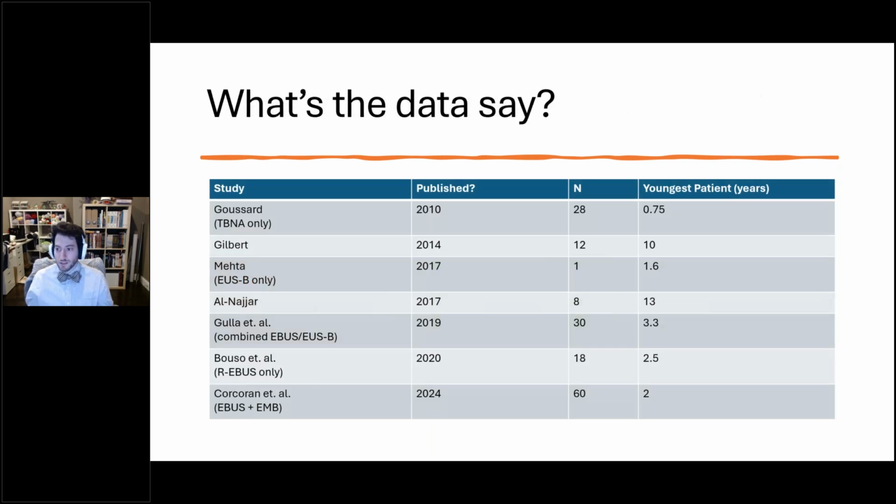Now, finally, let's take a look, perhaps in aggregate, at what some of the data is saying about bronchoscopy for the hilar mass in children or lymphadenopathy. And these are the number of the studies that have tried to ask this question, all the way from 2010 to just recent this year with one of our other colleagues at SAB, Dr. Corcoran. And you can see that their youngest patients are similarly breaking this age barrier of 10, as young as 0.75, although it's important to note that in the Groussard patient population, they are only using conventional TBNA. Or in the 2024 study, as young as 2.